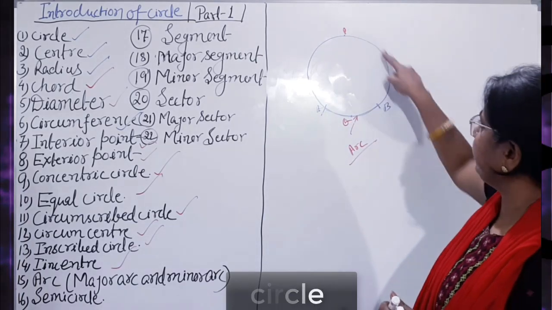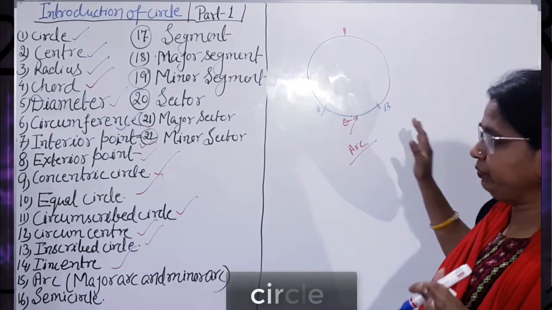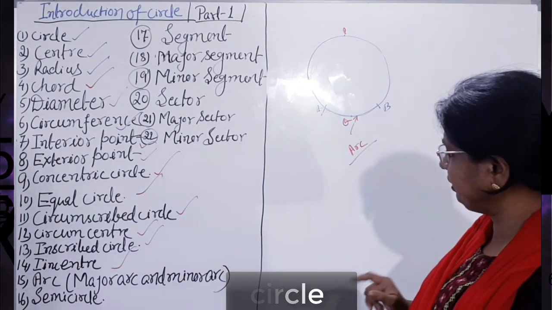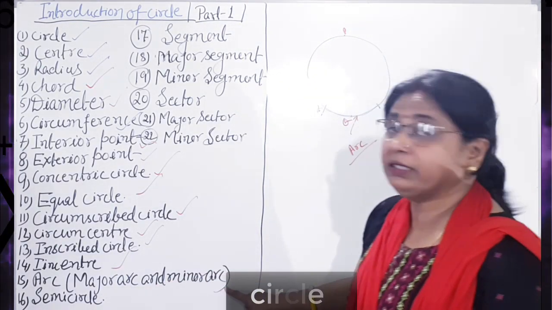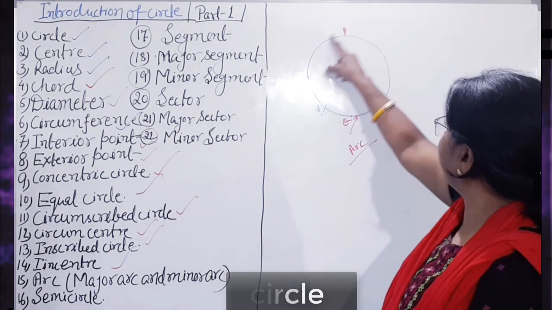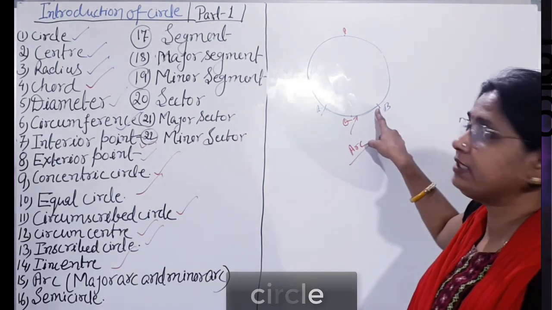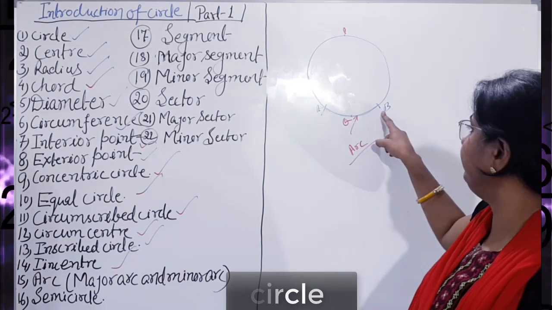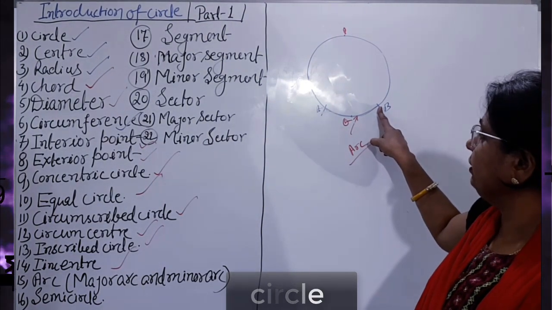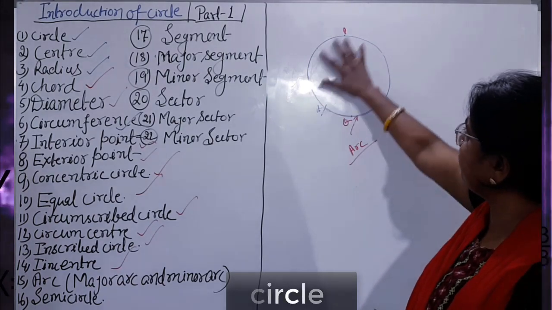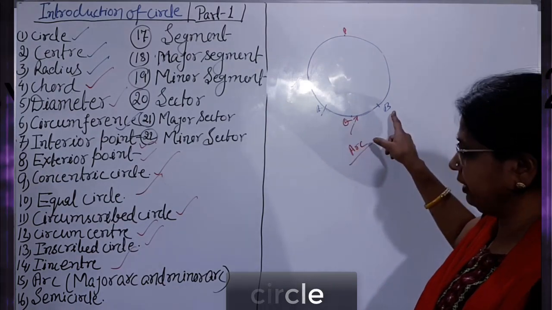This is the bigger part and this is the smaller part of the circumference. That we can also divide in the definition of major arc and minor arc. This bigger one, APB, is called the major arc, and AQB is called the minor arc. In this way, the circumference is divided in two parts, major arc and minor arc.